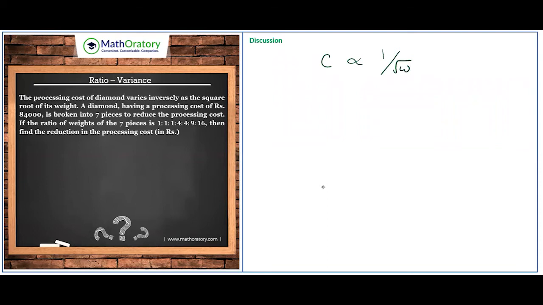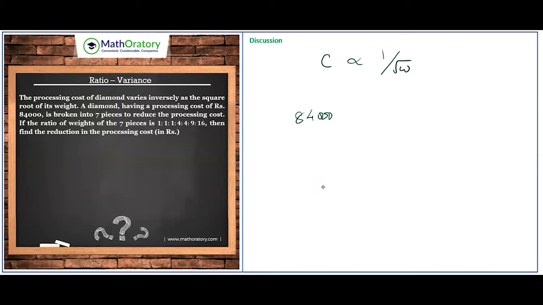And now there's a value given. A diamond having a processing cost of rupees 84,000. So the cost is 84,000 when we have the entire diamond, that is then broken into 7 pieces to reduce the processing cost. And the ratio of the weights of the 7 pieces is given.